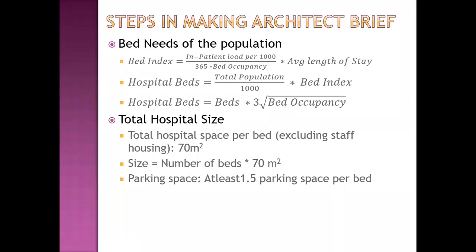Total hospital size, as we have seen, total hospital space per bed should be 70 meters square. This is excluding staff housing. Then hospital size hence is equal to number of beds multiplied by 70 meters square. We should have a provision for parking space. We need at least 1.5 parking space per bed.